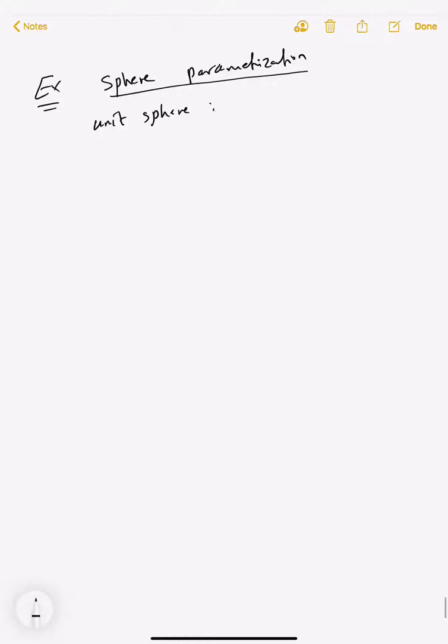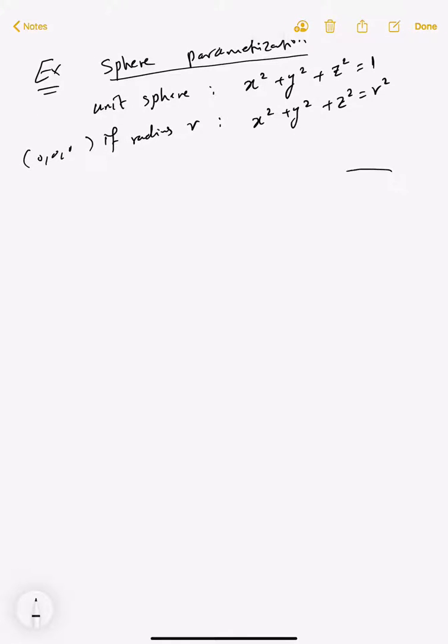So let's give this example this title: Sphere Parameterization. And it's enough to discuss the unit sphere. So what do we mean by the unit sphere? We just mean x squared plus y squared plus z squared equals 1. Of course, in general, if the radius is r, it's x squared plus y squared plus z squared equals r squared. Of course, here the center is the origin.